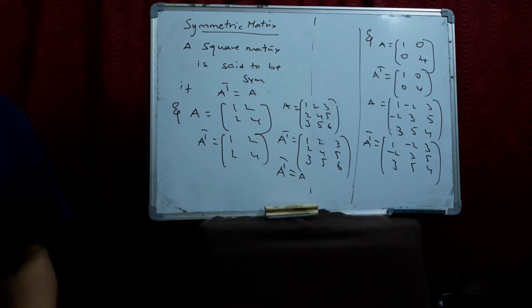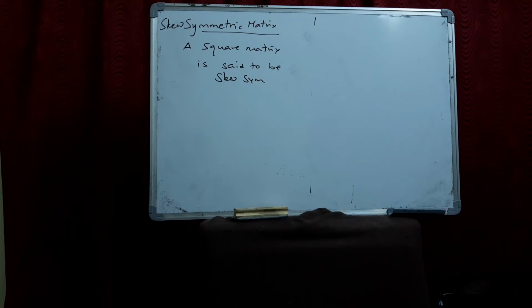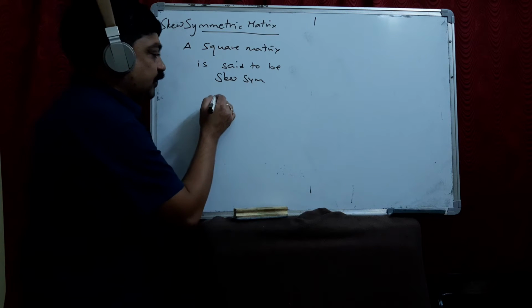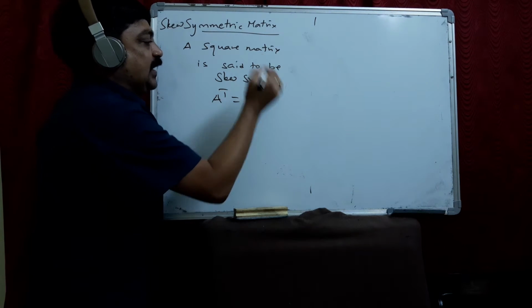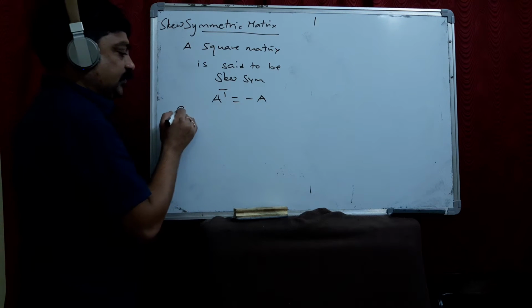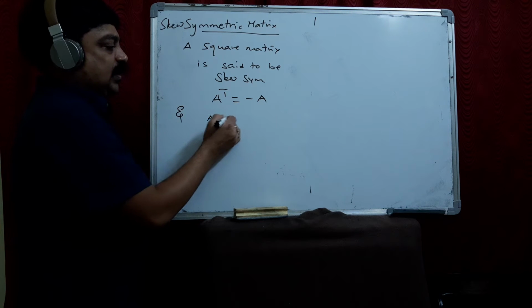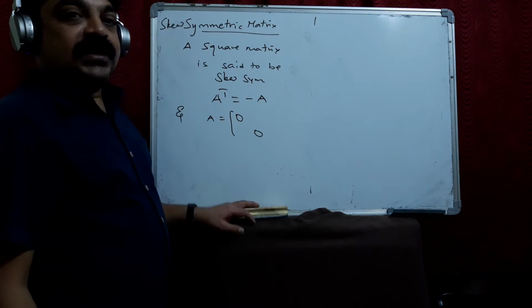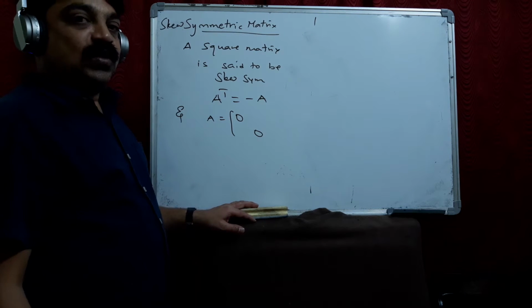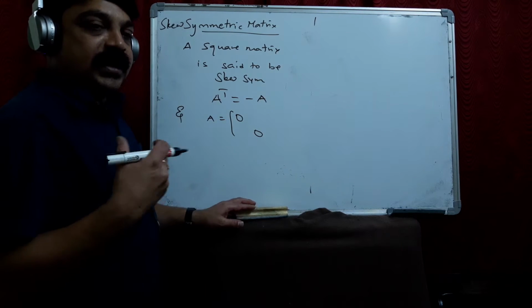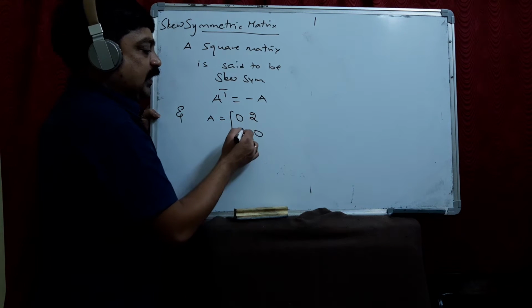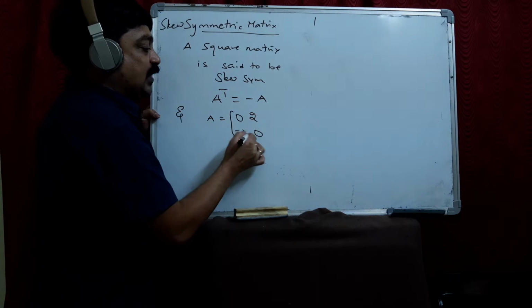Now, what is a skew symmetric matrix? Look here. A square matrix is said to be a skew symmetric matrix if A transpose equals minus A. Example, it should be a square matrix. Here the logic is that these should be 0. That means the principal diagonal elements should be 0 when you take an example. Then only will you get a skew symmetric matrix. If you take some element here, it should be the negative of the same element.